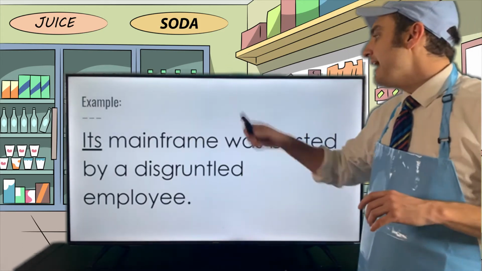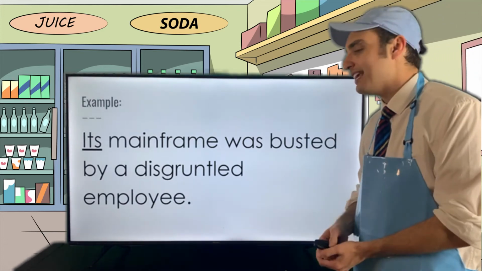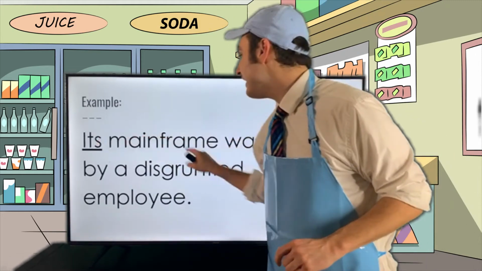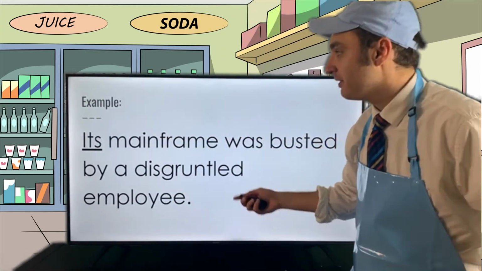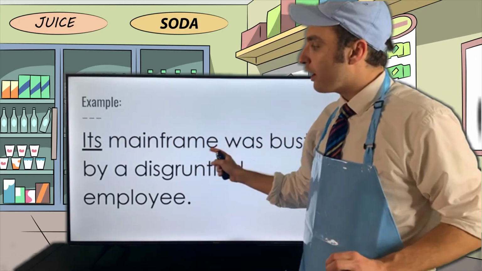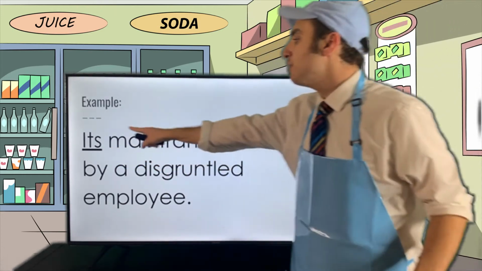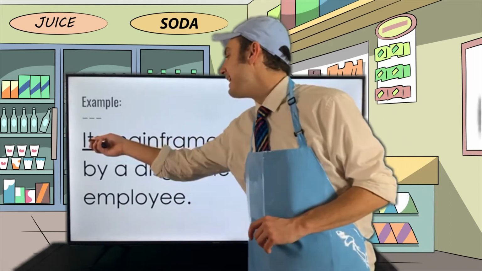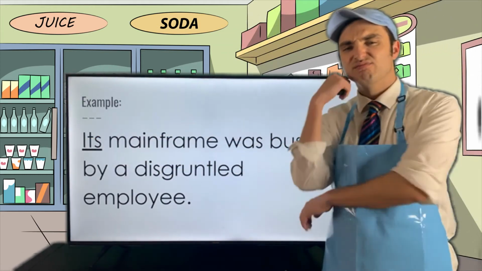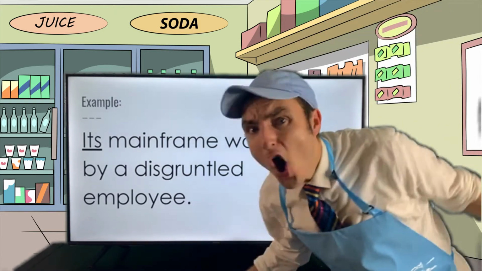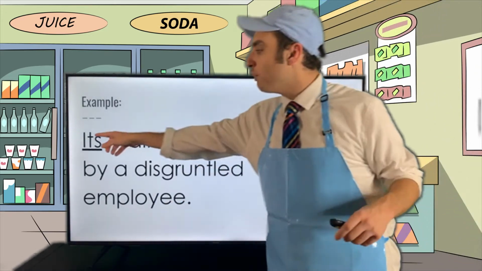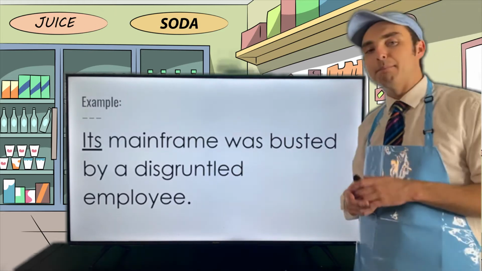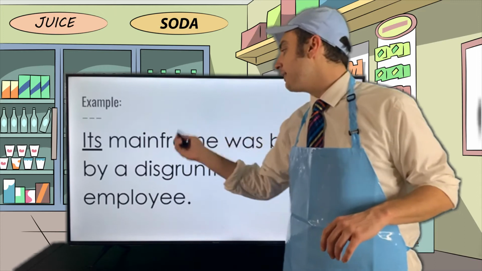If we look at this example, its mainframe was busted by a disgruntled employee. I did that to my computer. Anyway, we have its mainframe. It, most likely being a computer, has a mainframe. Therefore, this s attached onto mainframe shows that it possesses the mainframe. If we were to put an apostrophe here instead, it would be, it is mainframe was busted by a disgruntled employee. Would that make sense to you? No, it wouldn't. It doesn't make any sense. So that's why we use this version of its. This is the possessive form. Its mainframe was busted by a disgruntled employee. It owning the mainframe.